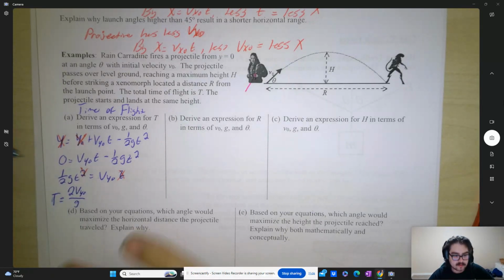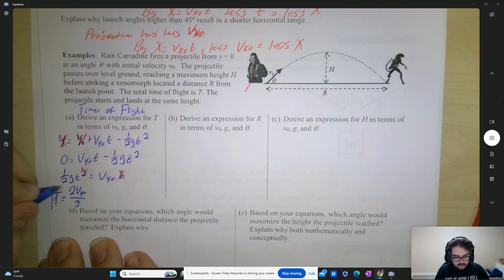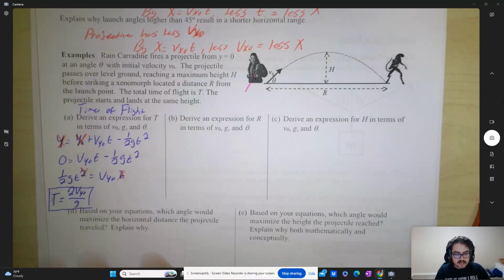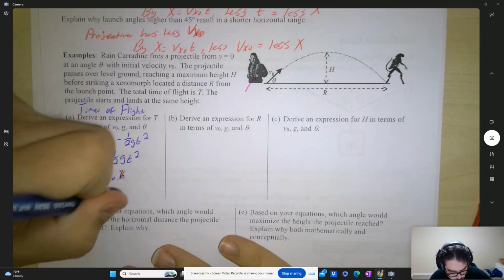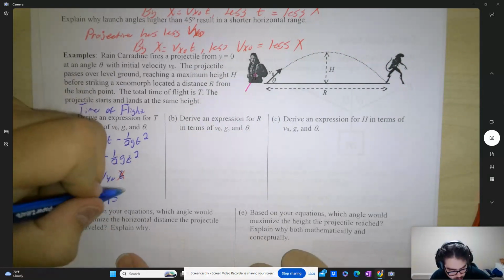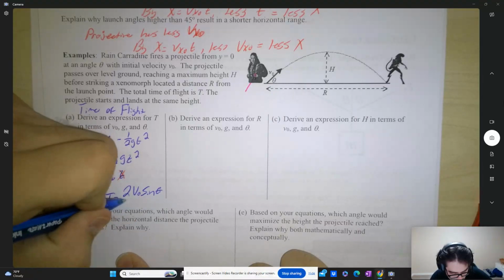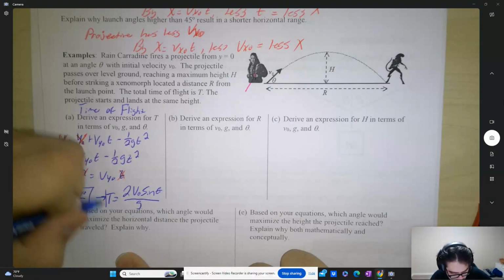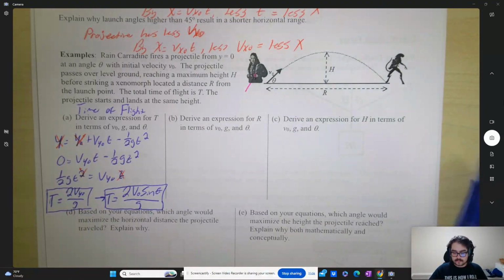Now here's the thing. That's fine, but you got to understand that Vy naught is equivalent to V naught sine theta. So the real true expression, the one I really want you to know, is 2 times V naught sine theta over g.